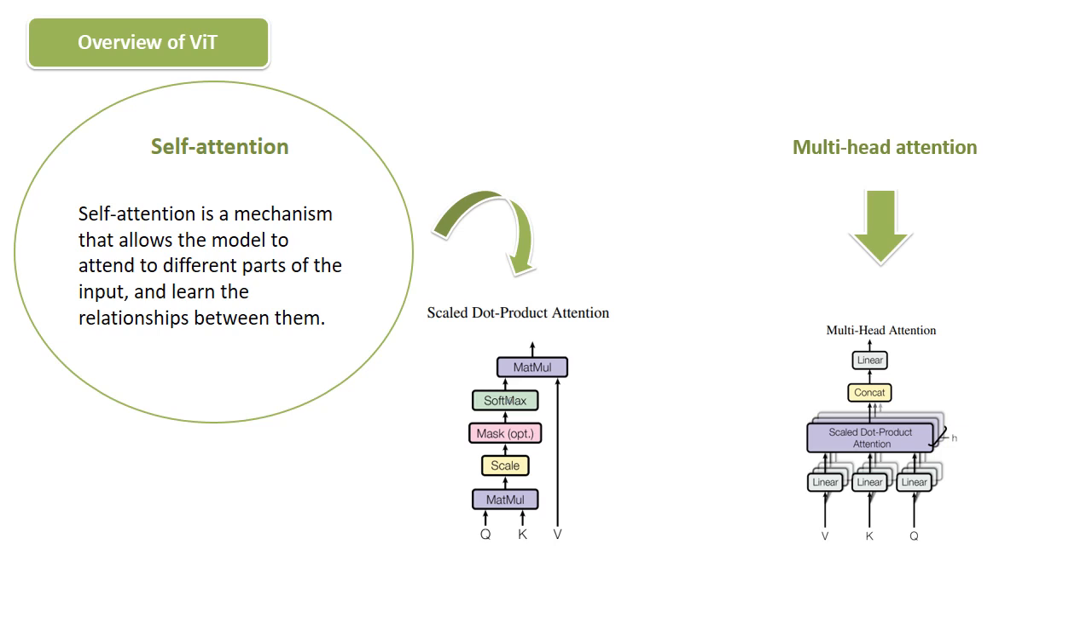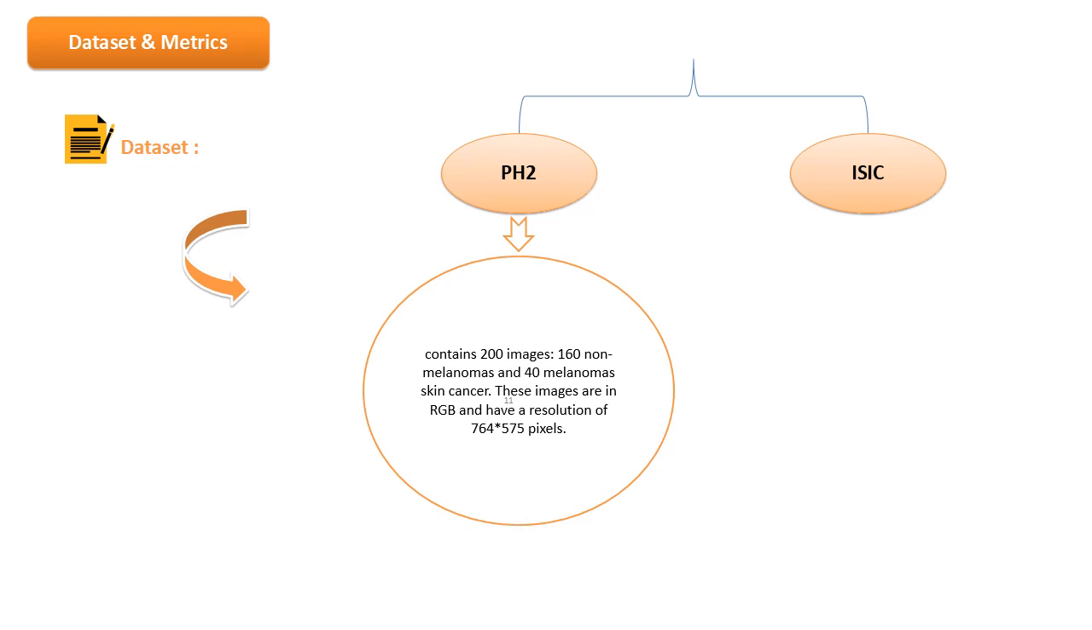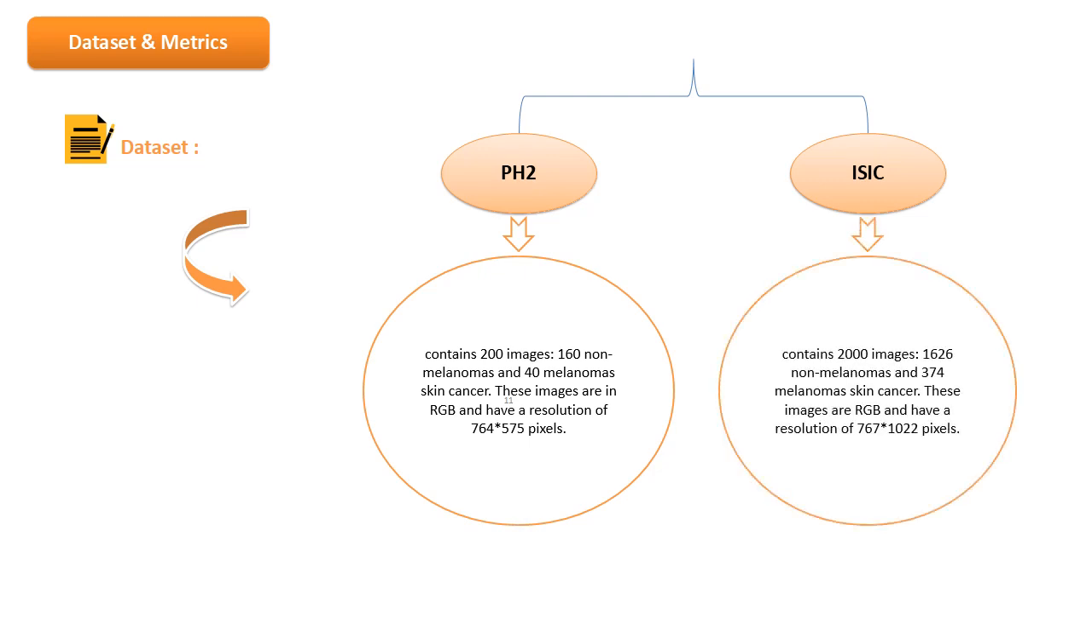Now that we have discovered the architecture and the key components of the proposed architecture, which is ViT, let's discover the datasets used in this work and also the evaluation metrics. In this work, we have used two datasets, PH2 and ISIC datasets. And as you can see, each dataset contains a number of images, melanoma, of course, and non-melanoma. And the images, of course, are in RGB.